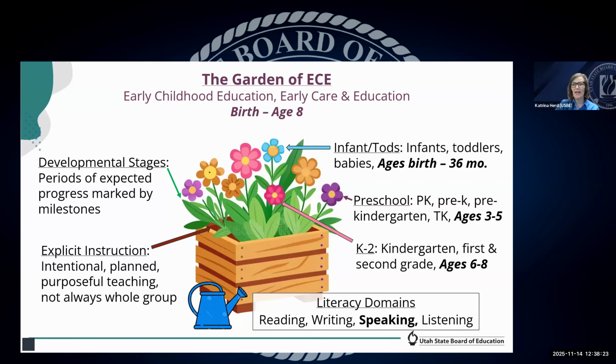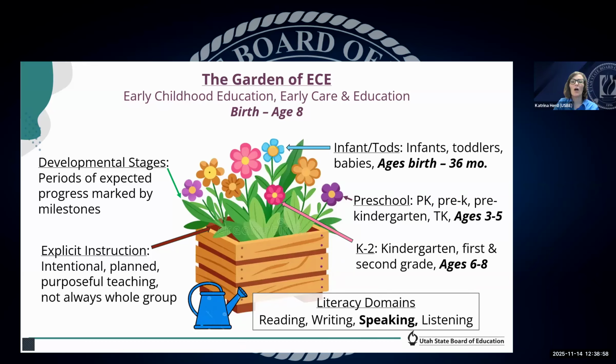And then our age groups for today. I've grouped things by age group because I know all of us cover different age groups. So we've got infant tots, so that's birth through 36 months. Preschool can also be pre-K, PK, pre-kindergarten. Some organizations use TK for transitional kindergarten. It's kids ages 3 through 5. And then K2, kindergarten, first and second grade, and that's your ages 6 through 8.